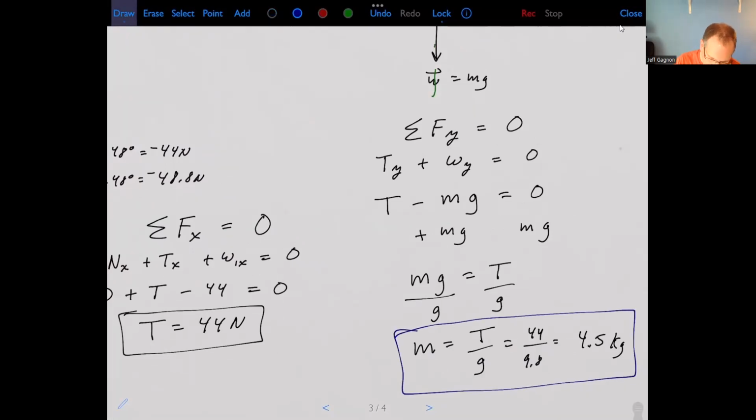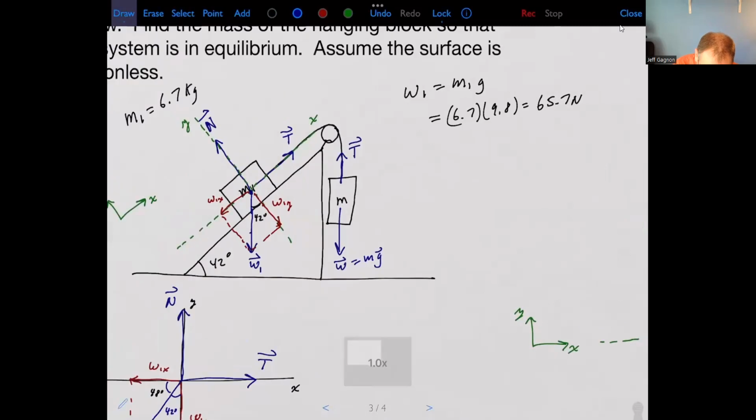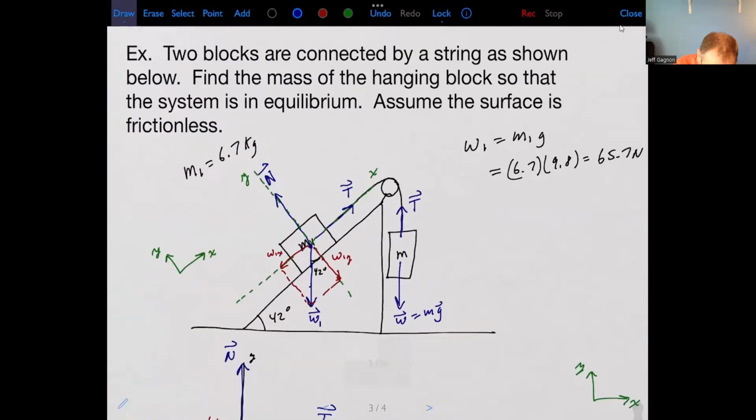So if I go back to the picture here, I wanted to find the mass of this hanging object such that this whole system was in equilibrium. Okay, and we applied Newton's second law. Well, in this case, the sum of the forces had to equal 0 because it was in equilibrium. We applied it to the block that was on the wedge here on the ramp, and we applied it to the hanging object here. And that allowed us to calculate m, the mass of that hanging object.